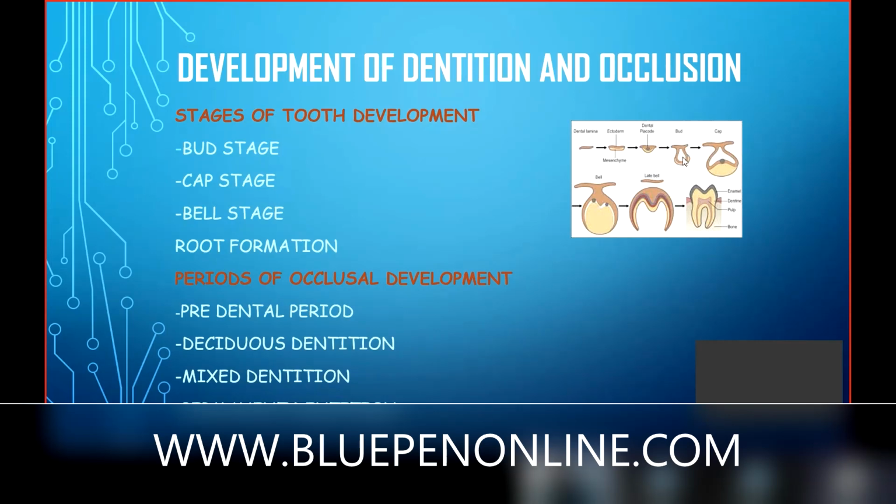Then this bud further differentiates to form a cap stage. Here you can see the tooth development started. This cap stage further differentiates to form a bell stage, where the exact crown structure is developed. Correct? After this there's something called the late bell stage or advanced bell stage, where this ectomesenchyme differentiates and the tooth itself is completely formed with enamel, dentine and pulp. After that you have root formation, which is later, after the crown formation is completed.